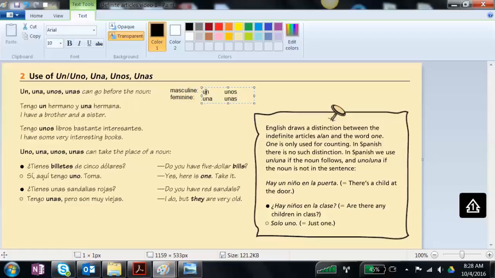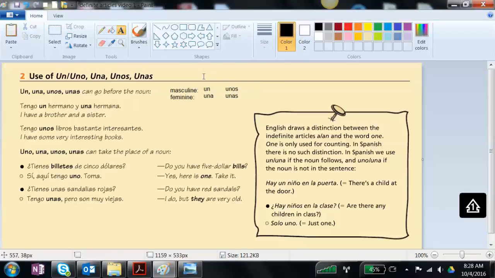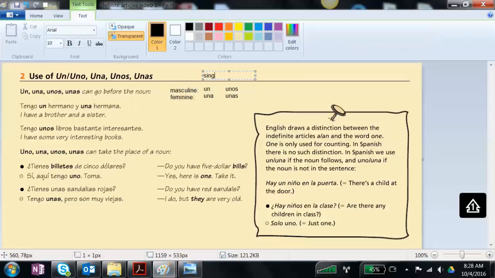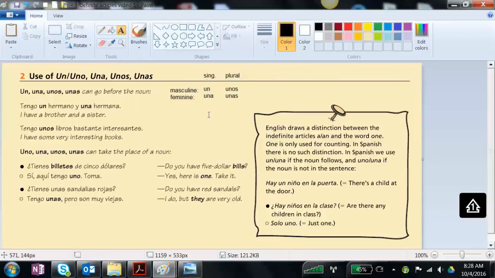Let me see if I can line it up just a little bit better. So I will write it up here. Plural. Okay, and so the indefinite article that you use needs to agree with the noun that it's describing. So, un means a, or one.